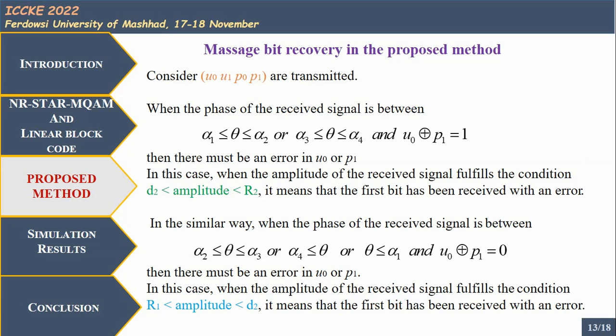The reason for this is that there is a large angular distance between symbols in the four-ring star MQAM constellation, which reduces the probability of error occurring in the second bits of the message and the first parity bit. The simulation result confirmed this claim. Now we explain the process of error correction in the proposed circuit.